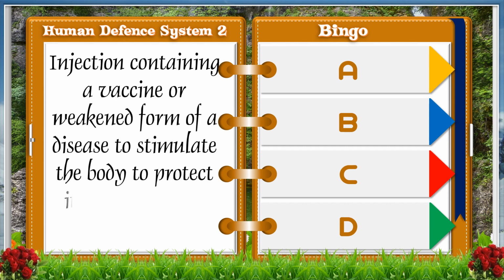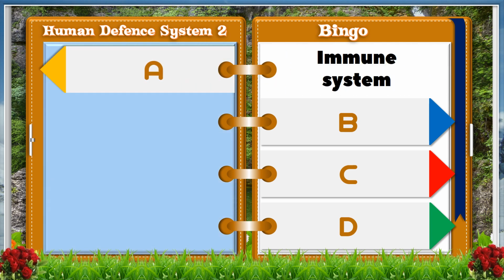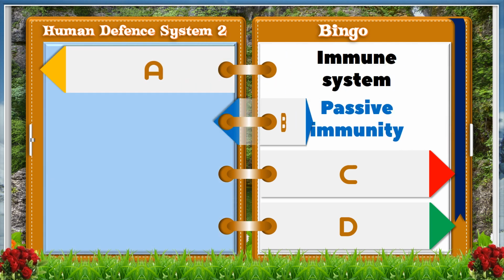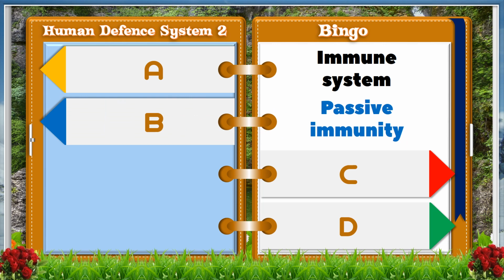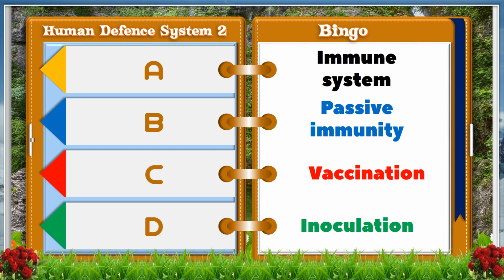Injection containing a vaccine or a weakened form of a disease to stimulate the body to protect itself against the disease. A. Immune system. B. Passive immunity. C. Vaccination. D. Inoculation. And the answer is D. Inoculation.